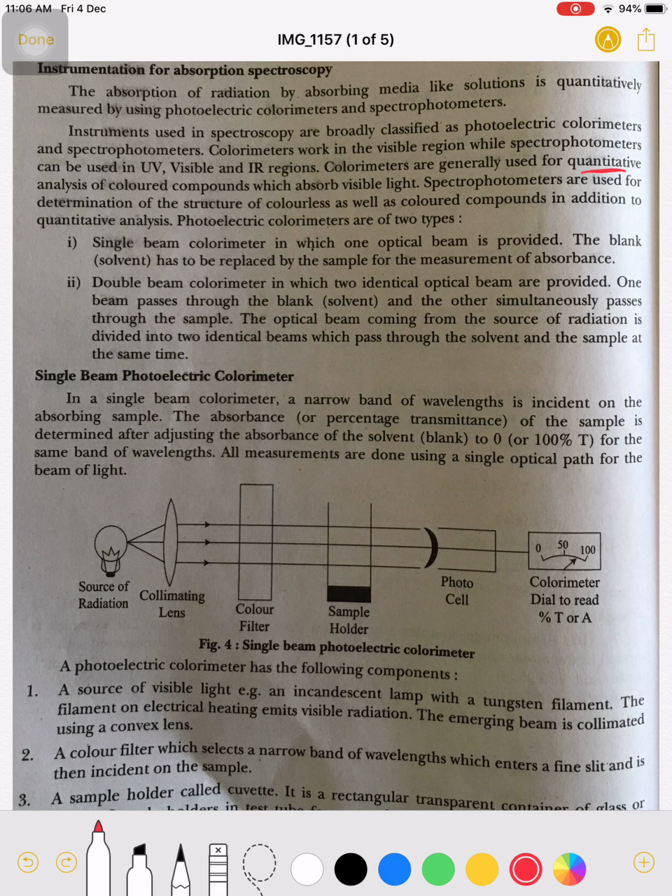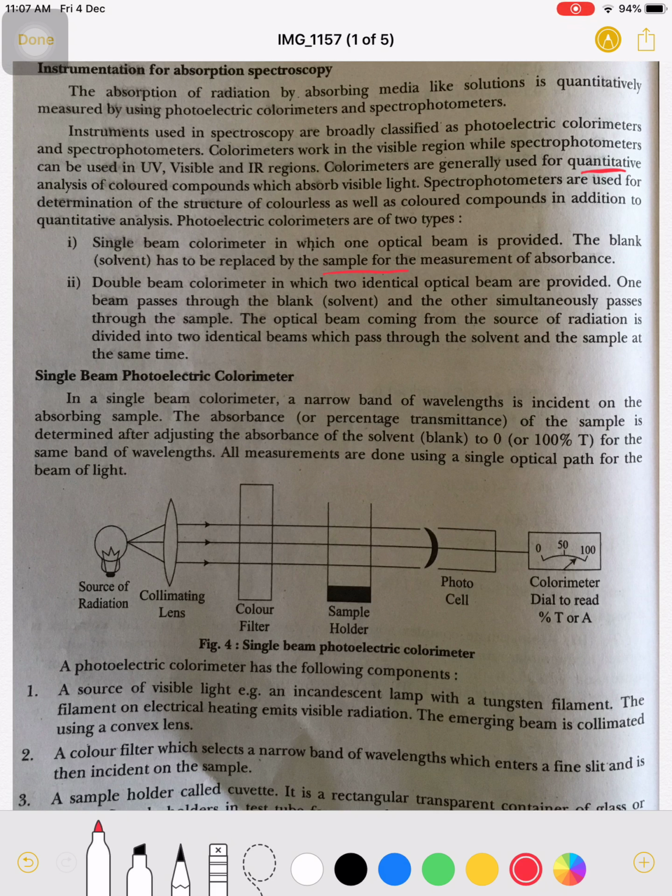Photoelectric colorimeters are of two types: the single beam photocolorimeter and the double beam colorimeter. Now see here, what is the difference between these two? In the single beam spectrophotometer, only one optical beam is used. The blank, that is the solvent, has to be replaced by the sample for the measurement of absorbance.